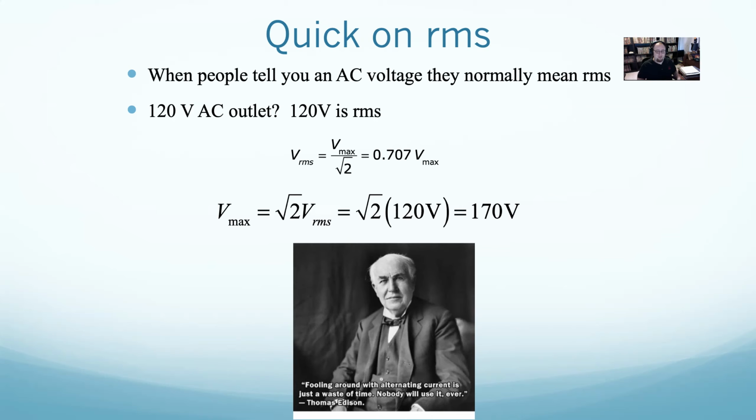I love this quote. I already talked about the war between Edison and Tesla. Edison hated AC and tried to get it not used by anyone. But it is more common to deal with AC voltage than it is DC. AC voltage is easier to create using the generator we talked about before and is better for powering houses.